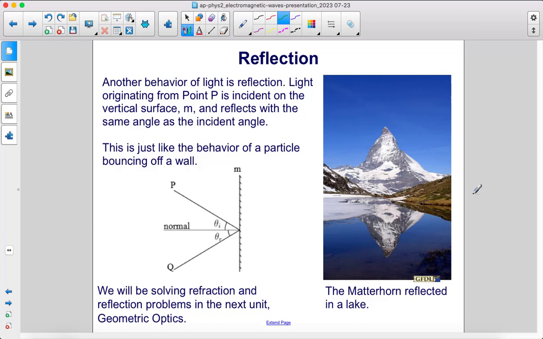Another behavior of light is reflection. Light originating from point P, here, is incident on the vertical surface M, a mirror, and reflects with the same angle as the incident angle. This is just like the behavior of a particle bouncing off a wall. We will be solving refraction and reflection problems in the next unit, geometric optics.